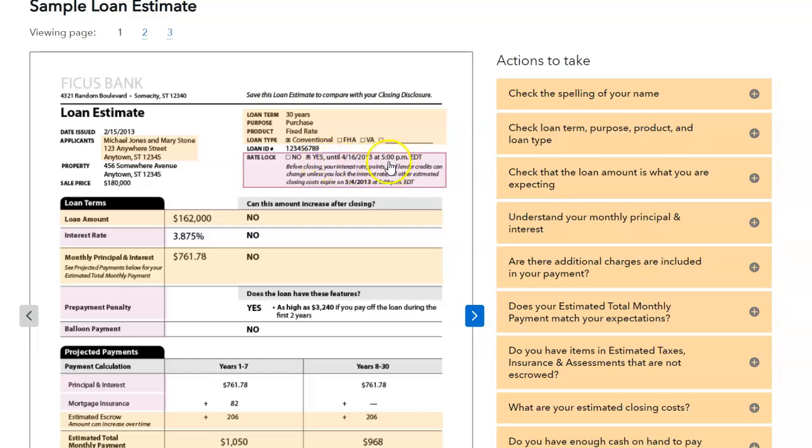Now, an important note here: this says 5 p.m. Eastern time. So if you're on the West Coast, your rate lock actually expires on this date at 2 p.m. Pacific, which is 5 p.m. Eastern time. So you probably need to know about that.